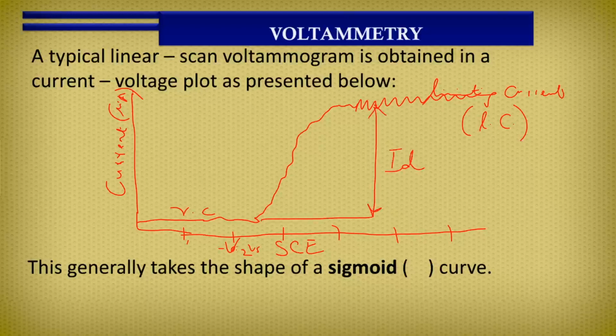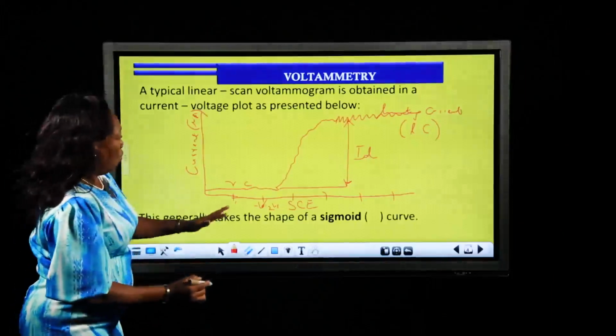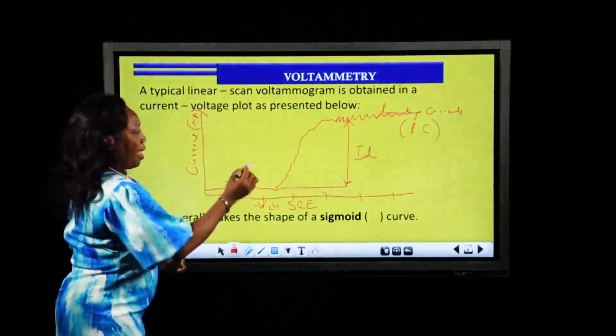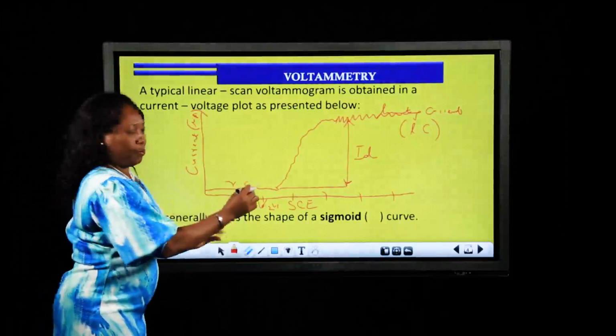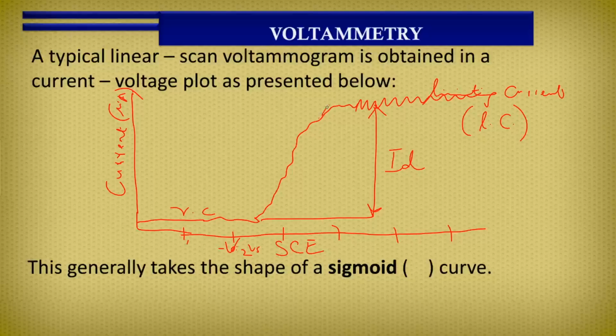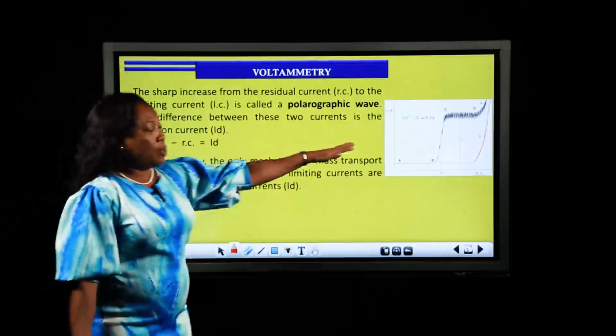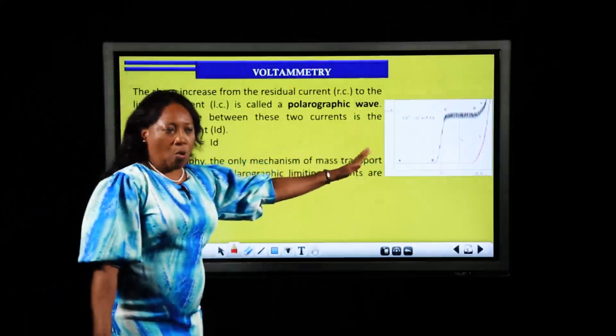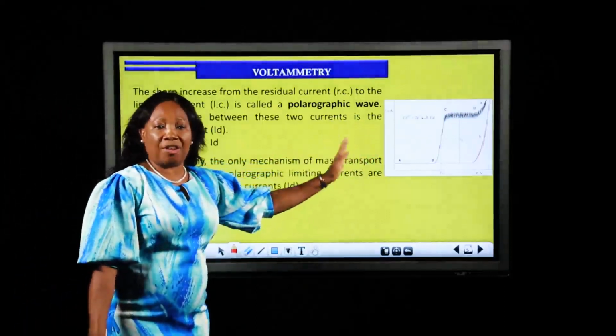When you look at this and try to take this shape, first of all, you extrapolate. If we do the extrapolation, we get a shape that looks like this, and that's what we refer to as the sigmoid curve. That is the shape of our sigmoid curve. This is a typical polarogram, or what you may refer to as the polarographic wave.